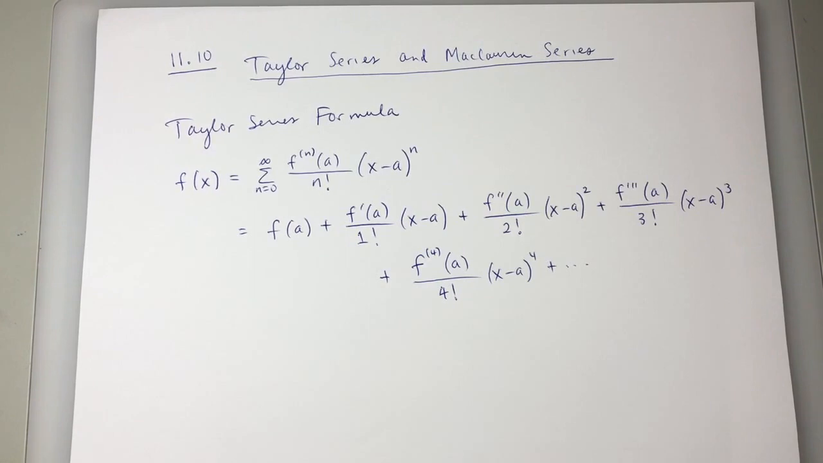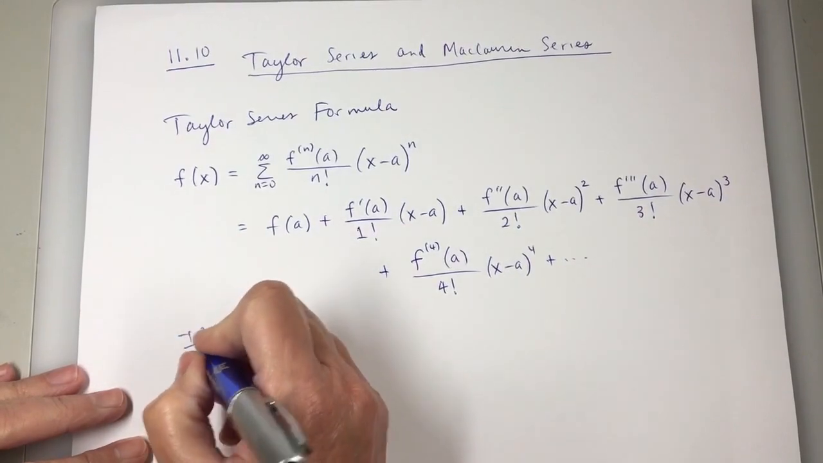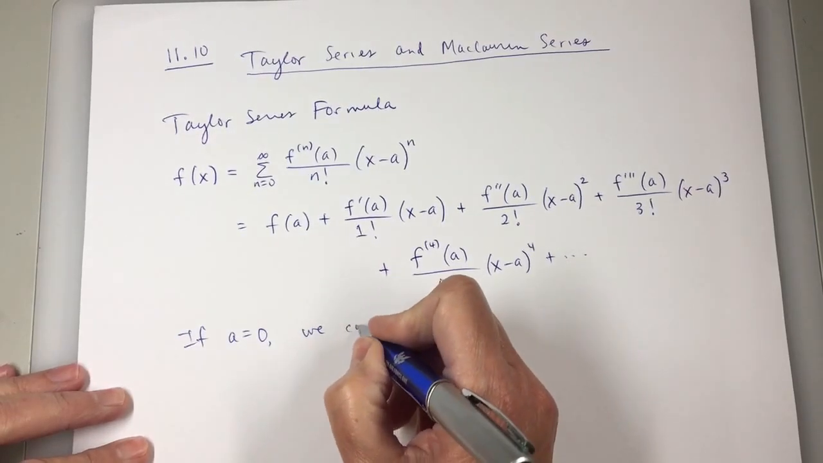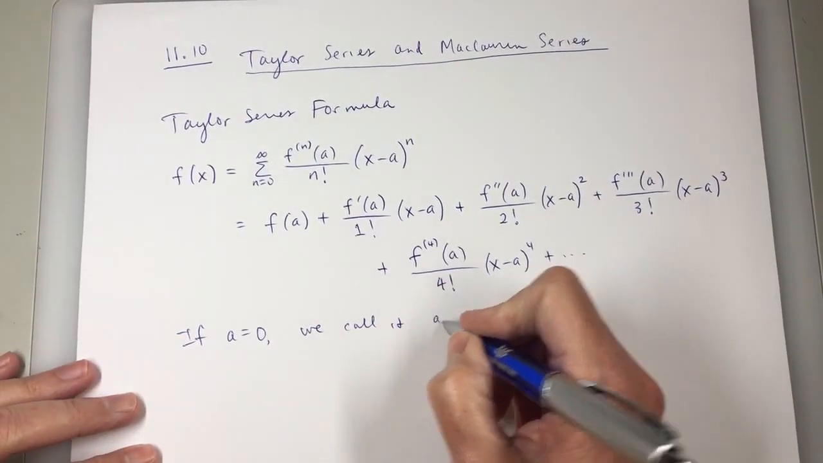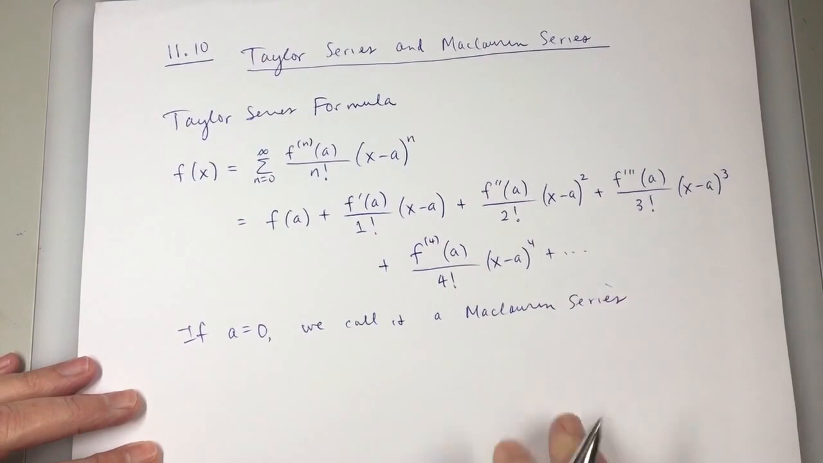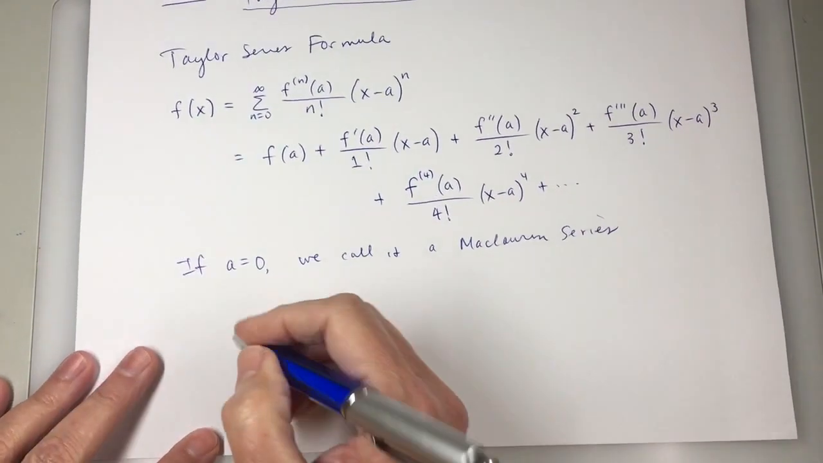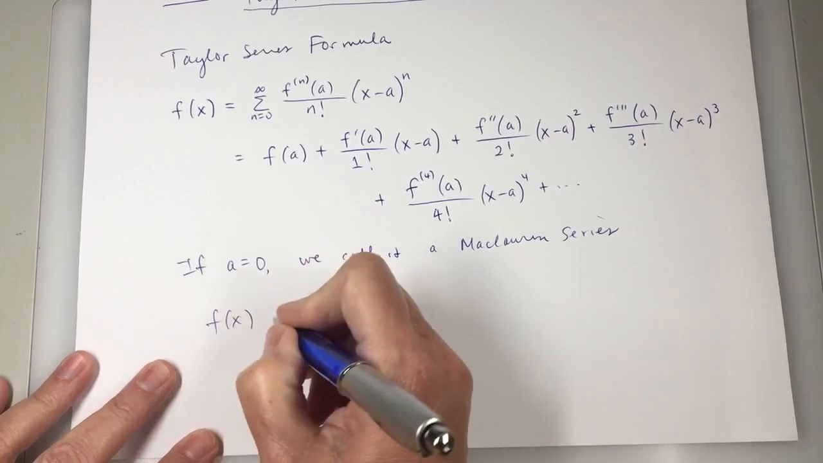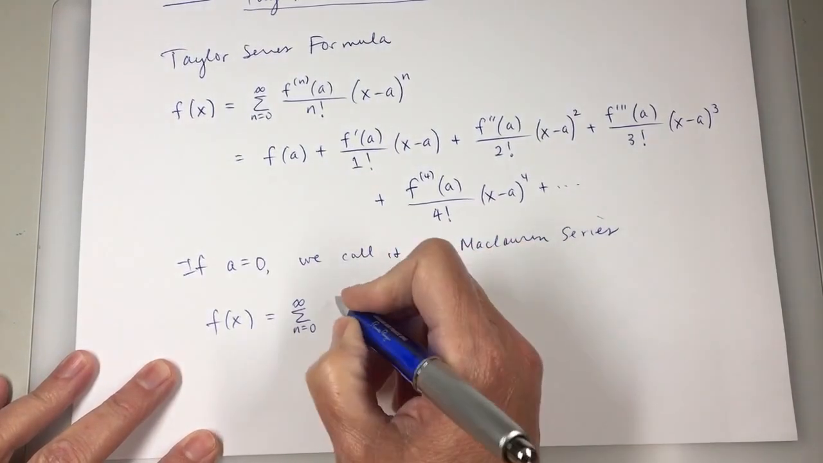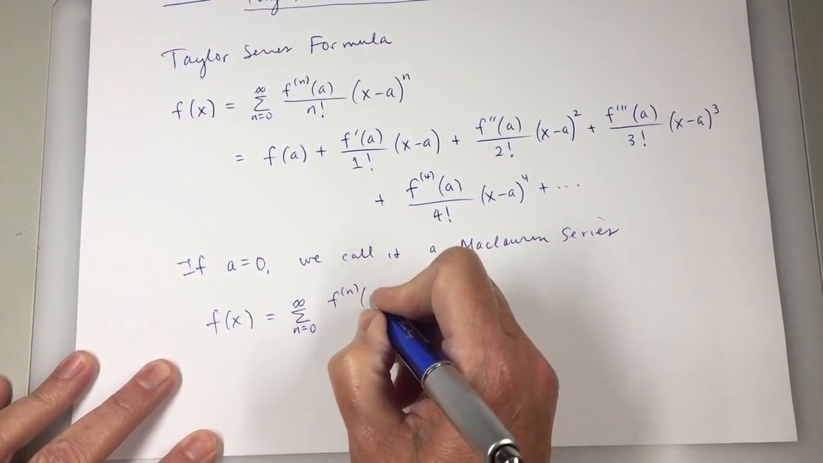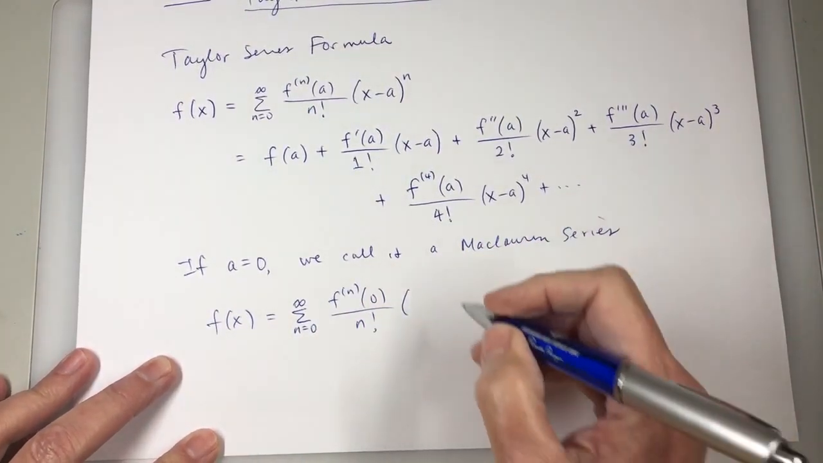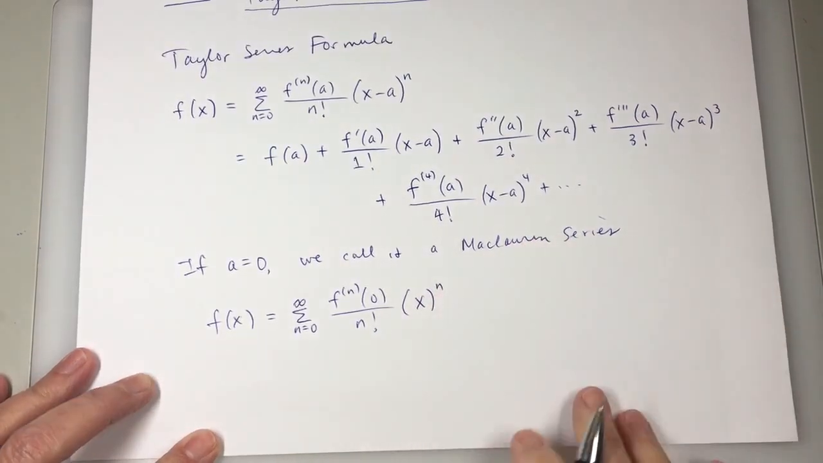And if a equals 0, it's still a Taylor series, but we call it a Maclaurin series. So if a equals 0, then I would have function f of x, the sum as n goes from 0 to infinity of the nth derivative at 0 over n factorial. Now a is 0, x minus 0 is just x to the n.